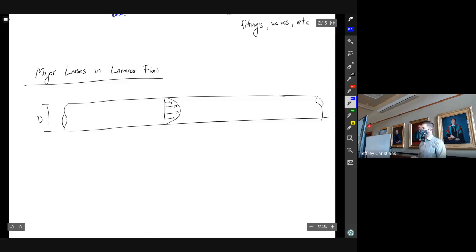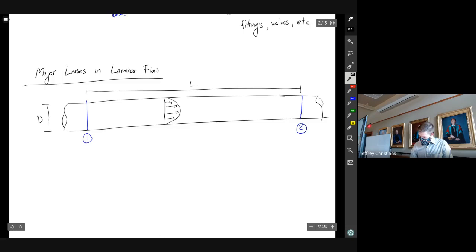And let's say we wanted to look at the losses between two different points on this long section of pipe. So let's say we wanted to look from control surface 1 down to control surface 2, which is far away. That is some length of pipe. We'll call that capital L. That's how far we've gone.